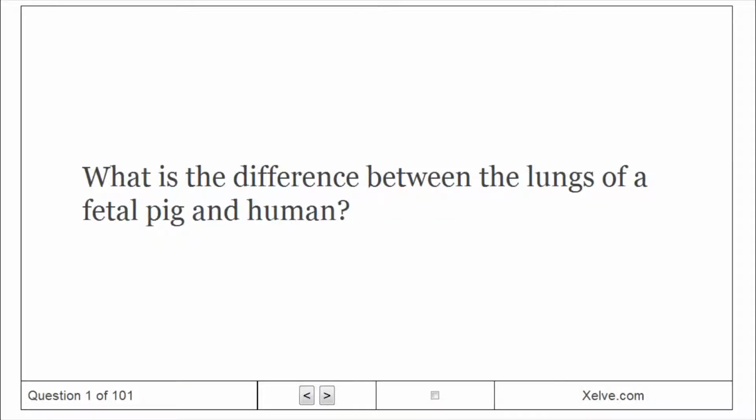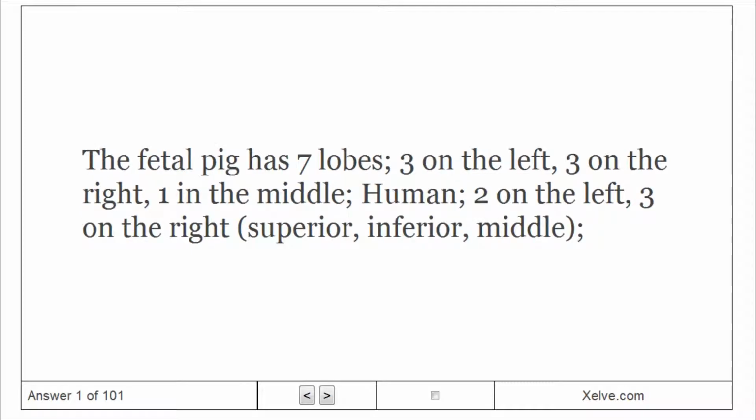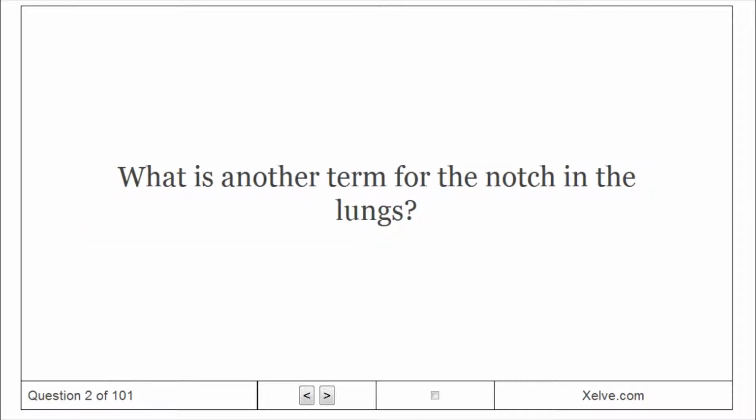What is the difference between the lungs of a fetal pig and human? The fetal pig has 7 lobes: 3 on the left, 3 on the right, 1 in the middle. Human: 2 on the left, 3 on the right, superior, inferior, middle. What is another term for the notch in the lungs? Hilus.